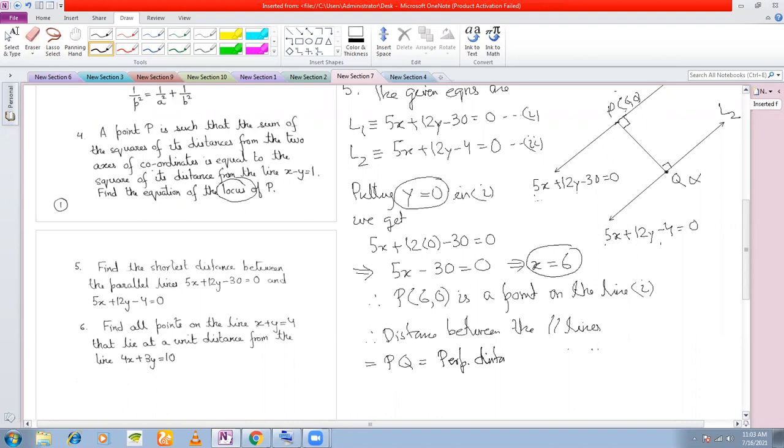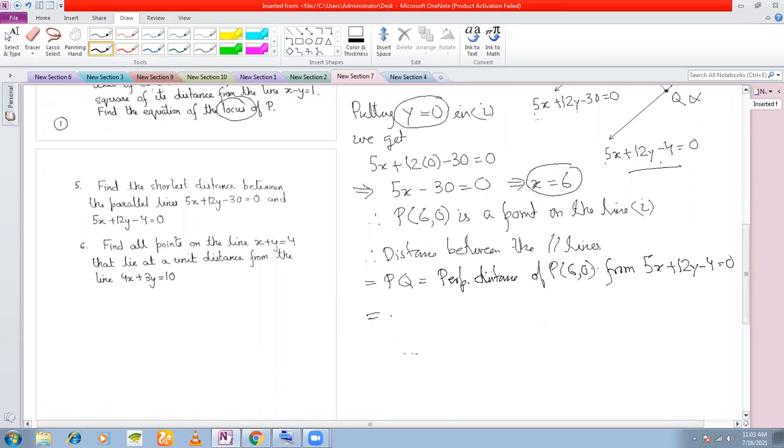Perpendicular distance of P60 from the other line, this one, 5x plus 12y minus 4 is equal to 0. And what is the distance? Plus or minus, use the formula now. A here is 5. X1 here is 6. Plus B y1. B here is plus 12. Y1 here is 0. C here is minus 4.